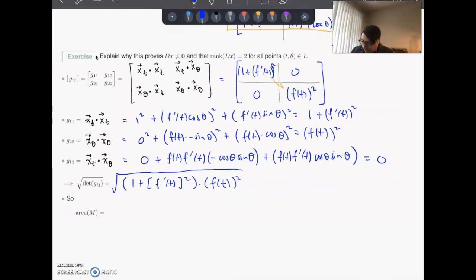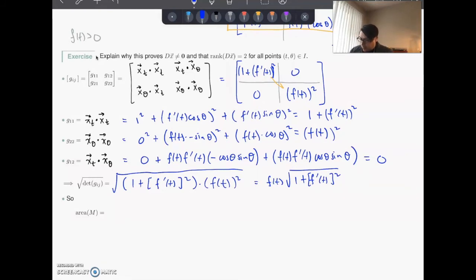See, f of t, if you remember in my assumptions, I actually required f of t to be positive. This was so that it didn't touch the x-axis. So just keeping track of that, what we're going to do is we can take f of t outside and get f of t times the square root of 1 plus f prime of t squared. Okay, there is our determinant.